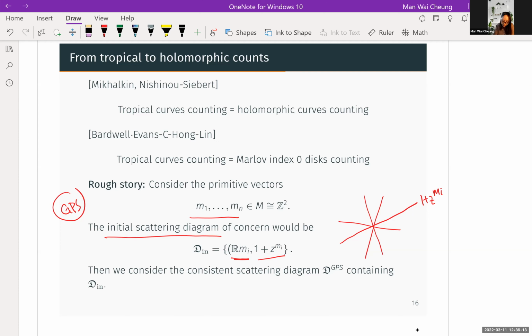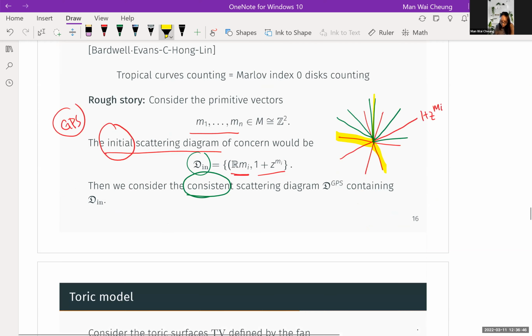But you can see here, this scattering diagram is not consistent. It is the initial one. So what we'll be considering is the consistent scattering diagram coming from this initial one. So we shall be adding more walls to the initial one. And each wall that we add actually corresponds to some tropical curve with the given incoming directions.